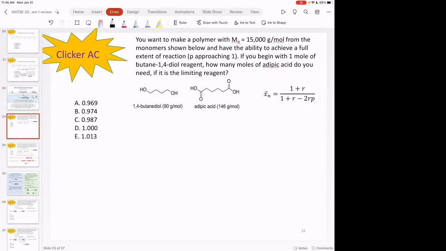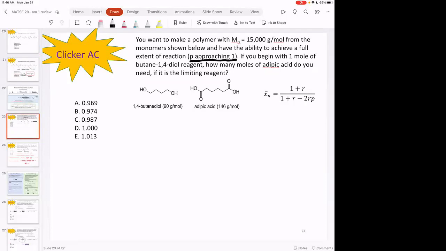All right. So right off the bat, molecular weight or Mn is 15,000 grams per mole. And have the ability to achieve a full extent of reaction. Full extent of reaction, full conversion. I did you a favor and said that that's P approaching 1. I don't have to tell you that. If I tell you equal stoichiometry, that means that R equals 1. So there will either be some word hints or some gimmies like this on the exam. But I could ask you both ways. I don't have to tell you that P is 1 if I tell you full extent of reaction.